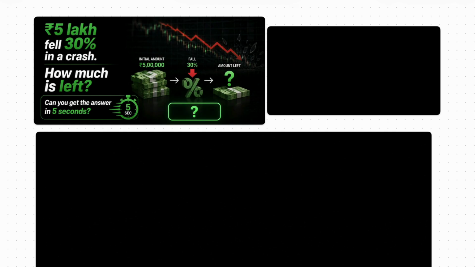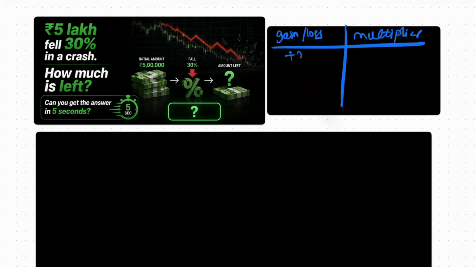We have a reference table which is gain or loss and then multiplier. So if a gain is 20%, then multiplier is 1.2. If a gain is 10%, the multiplier is 1.1. If the loss is 10%, then the multiplier is 0.9. If the loss is 20%, the multiplier is 0.8. And if it is 30%, the multiplier is 0.7. So we have given this memory table in the book as well, and also in the video courses where we talk about this in detail.